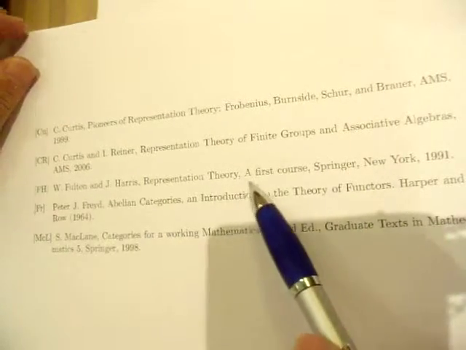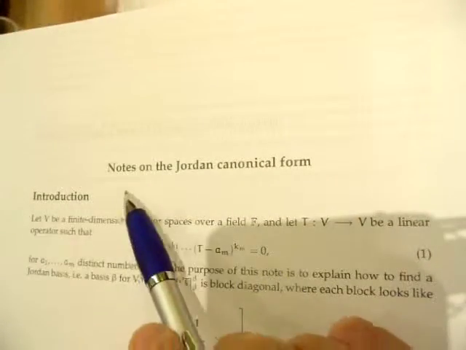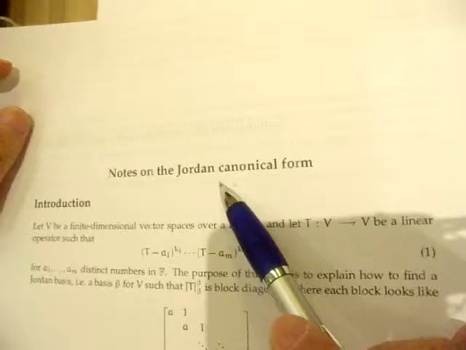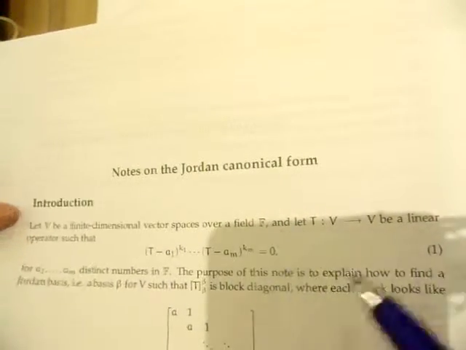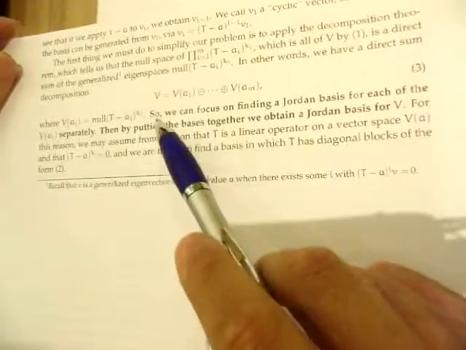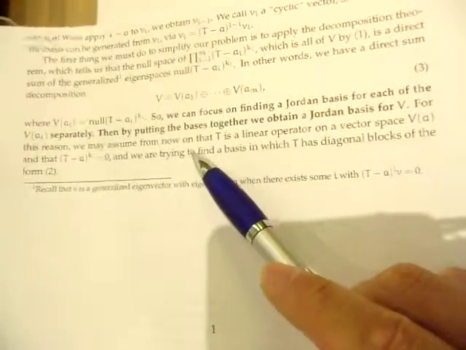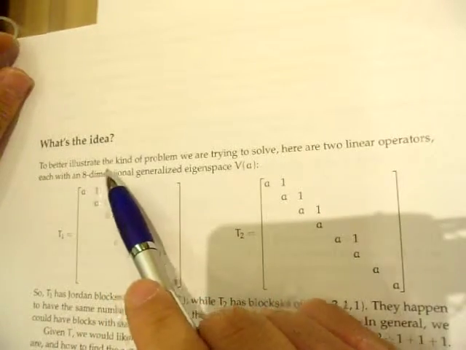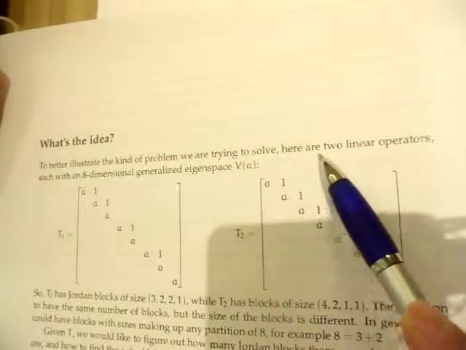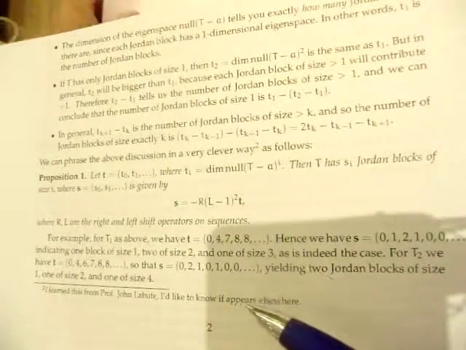For instance, see Representation Theory: A First Course, Springer. Notes on the Jordan canonical form. Let V be a finite dimensional vector space over a field. So we can focus on finding the Jordan basis for each part separately. The paper illustrates the kind of problem we are trying to solve for a linear operator generated from it.